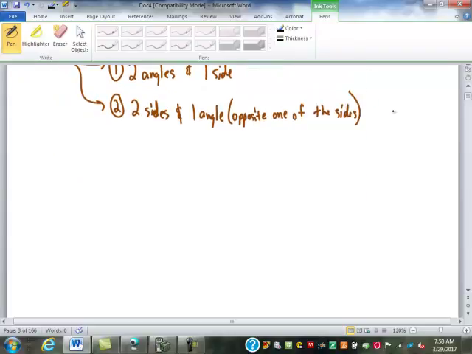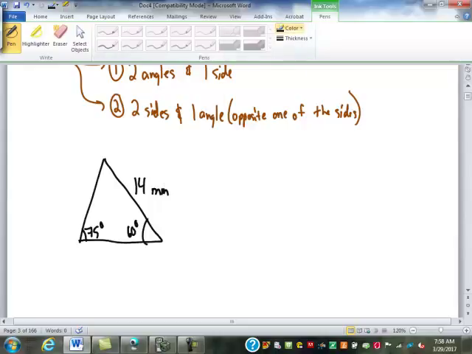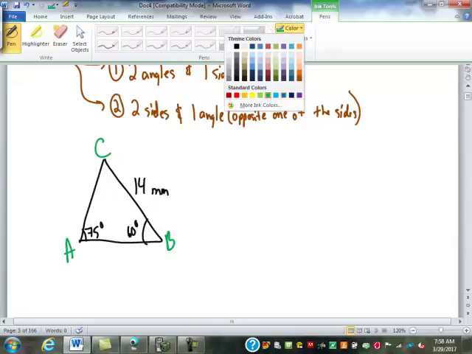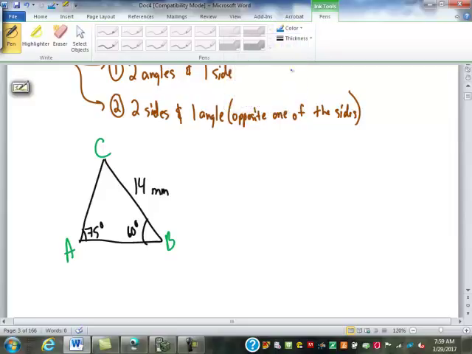So let's explore this. If I give you that this is 75 degrees and that this here is 60 degrees, and I tell you that this side here is 14 millimeters, I can label these sides and angles however I want to. Usually we just label the angles A, B, and C as such, and you would have to label the sides. So of course, this would be side A, side B, side C.